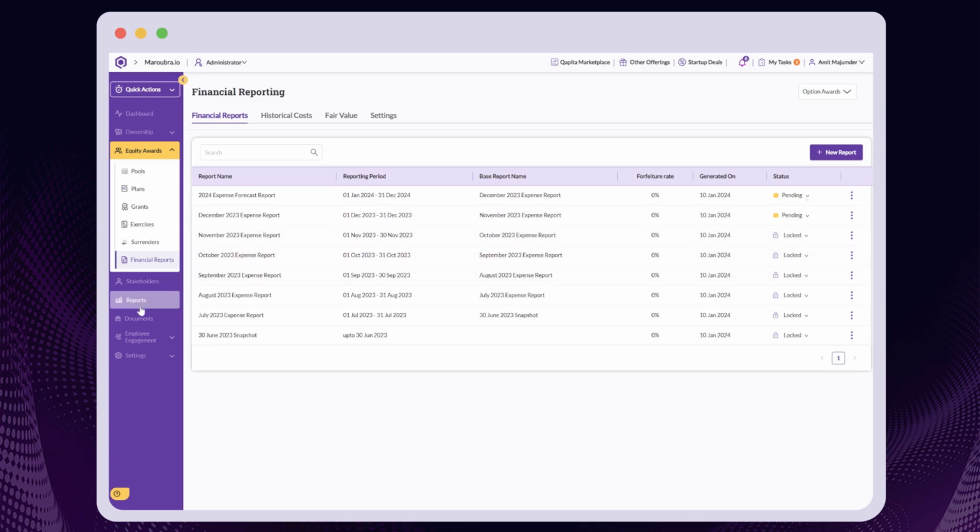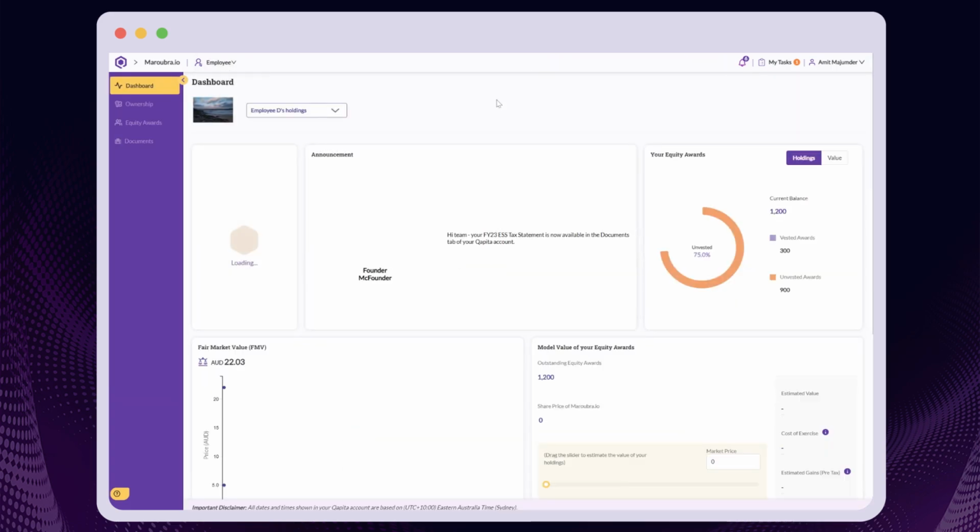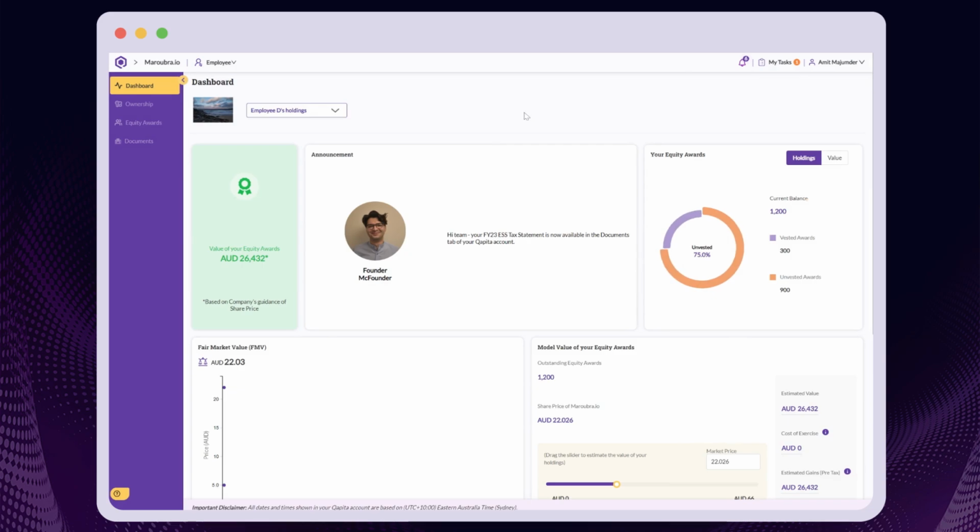Qapita offers additional reporting, the ability to share documents via our data room, and offers various extra tools to engage your stakeholders. They, of course, also get an account so they can log in and interact with their equity ownership, all in Qapita.